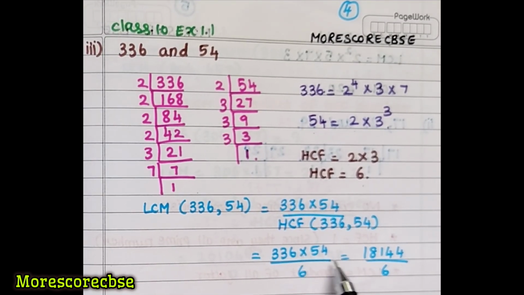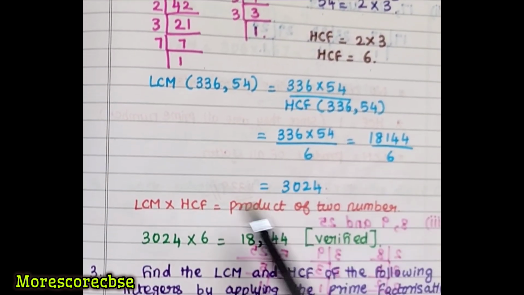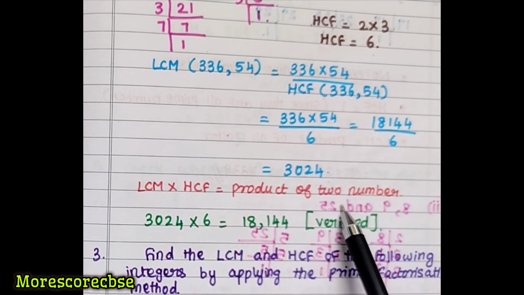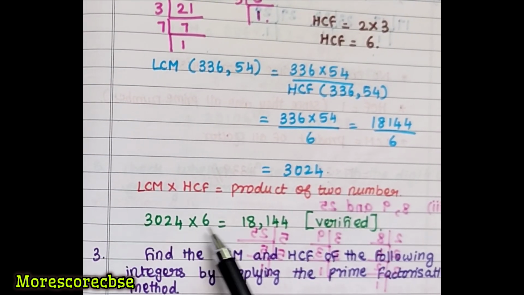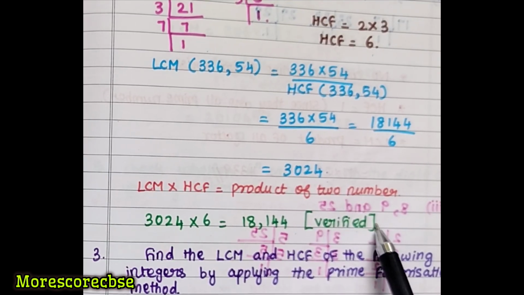So 336 into 54 divided by 6, we will get the answer as 3024. And in order to verify this, we are going to use LCM into HCF is equal to product of the two numbers. So 3024 into 6 will be 18,144, and hence it is verified.